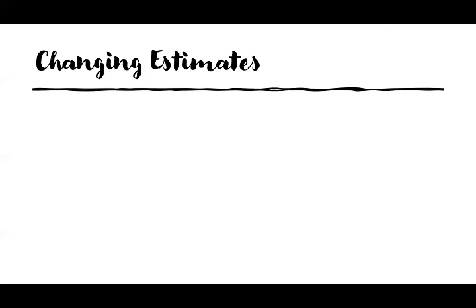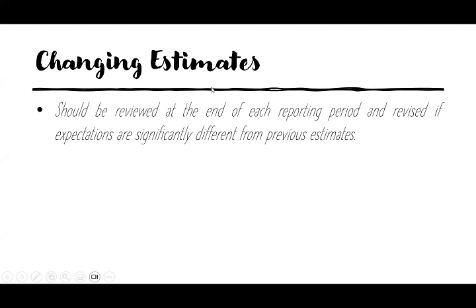Now, moving further, when we were calculating the depreciation, we had a lot of estimates. That was your estimated scrap value or the estimated useful life for which the assets are going to be used by the organization. But these estimates can change. So they should be reviewed at the end of each reporting period. So every year end, the organization has to review these estimates and change them if expectations are significantly different from the previous estimate.